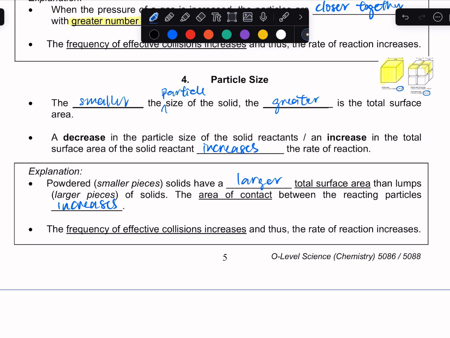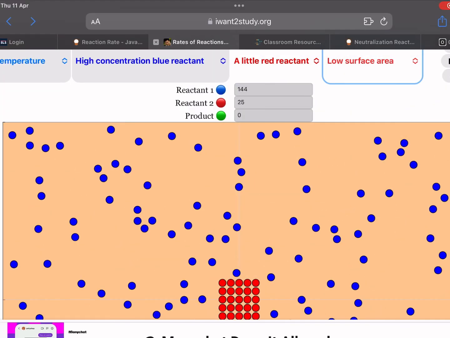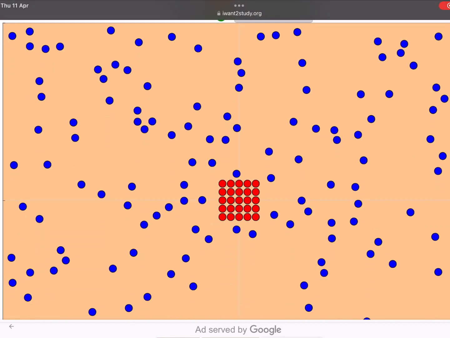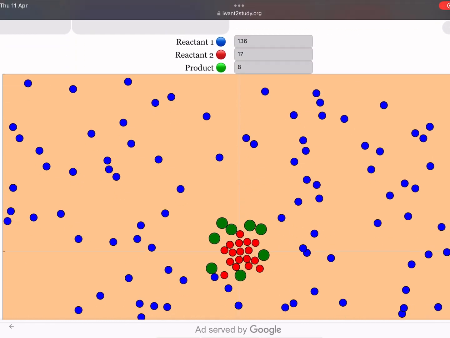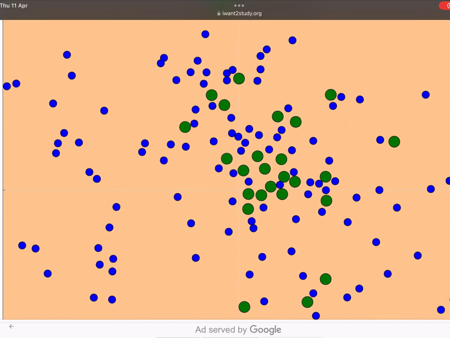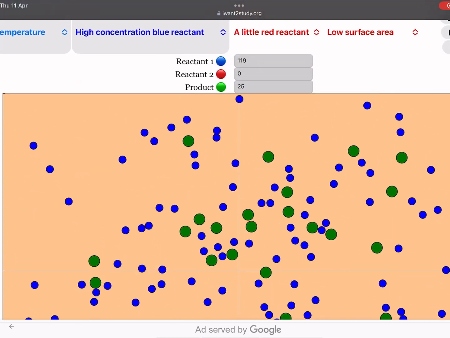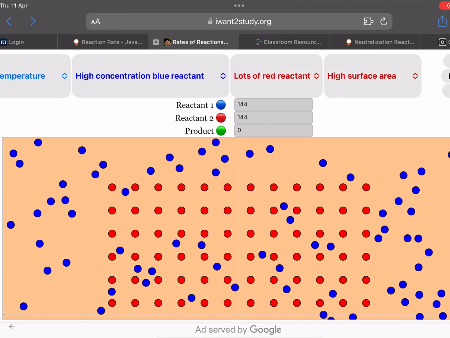So we can see a simulation for this. Say I have low surface area, which means that only the outer edge can react. Okay, only after they are reacted, then the inner red particles are exposed for collision. Okay, so let's see here. Okay, so it took us 30 seconds or so, right? Let's reset this.